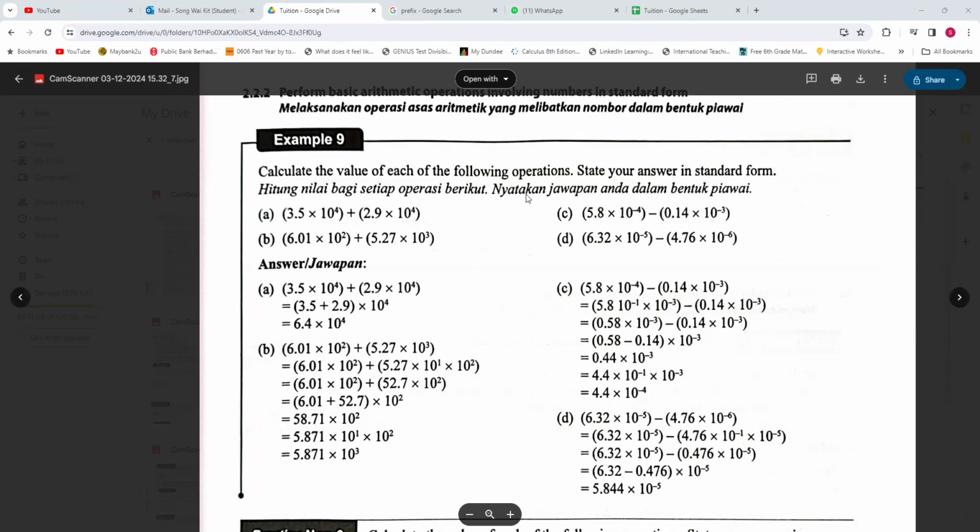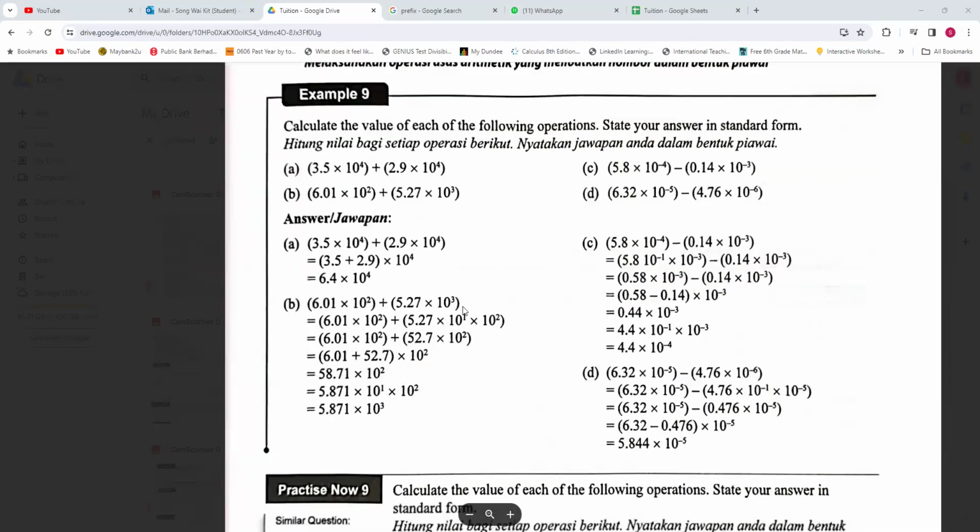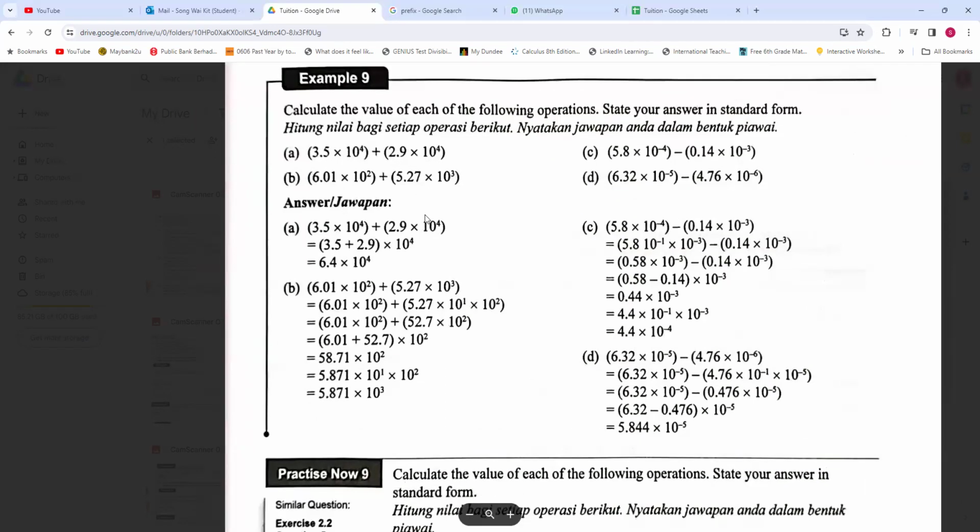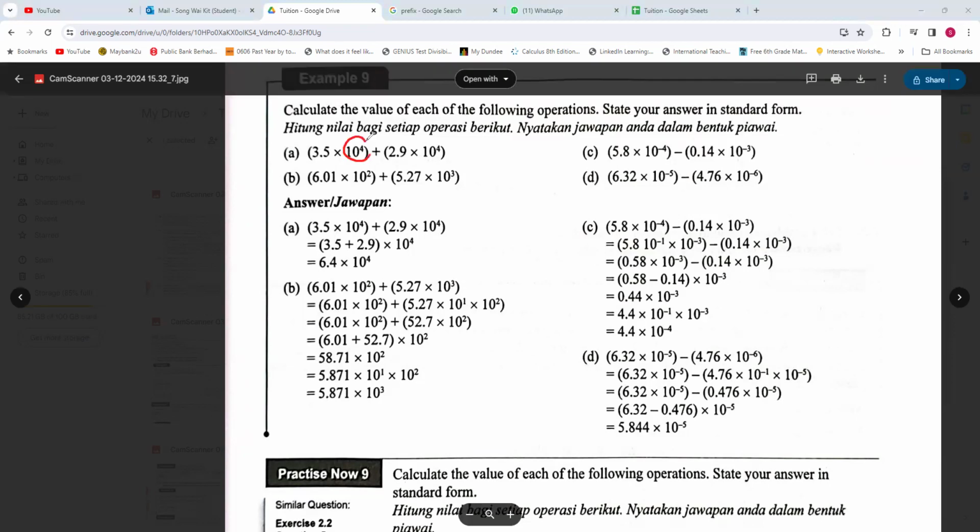Okay, so now we're going to do a mathematical operation question. We're going to plus and minus standard form. The key thing is you want to make both of them the same power. As long as the power is the same, it's very easy for us to calculate. So A is an easy approach, 10 power 4 and 10 power 4. What we do here is we will factorize the 10 power 4 out and we just add the numbers in front as usual. So 3.5 plus 2.9 is 6.4. Okay, that is it. So, ta-da, straightforward.